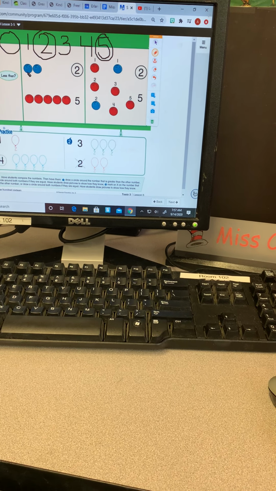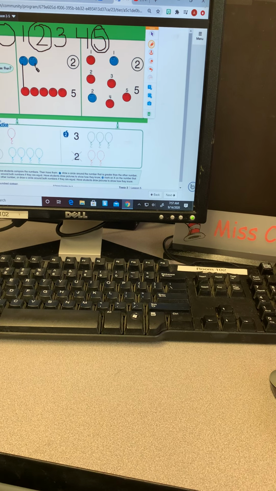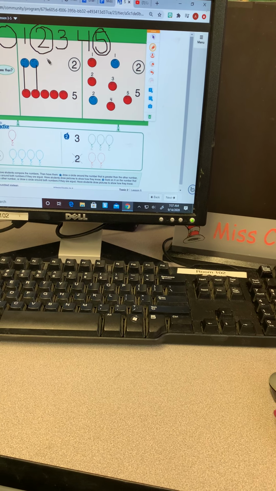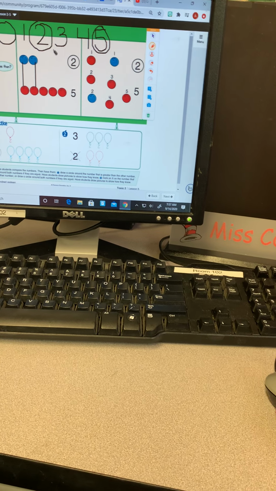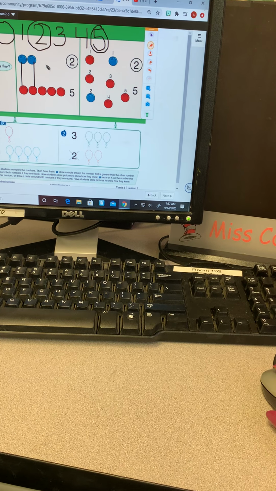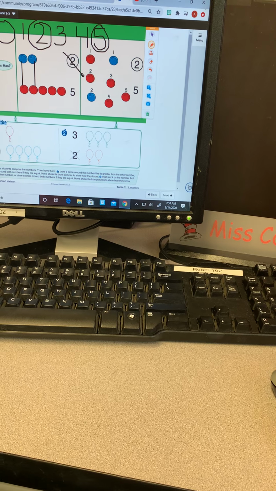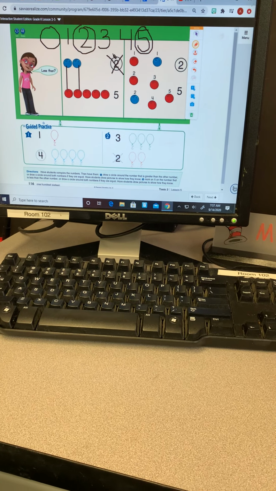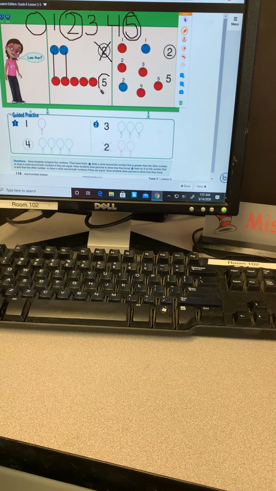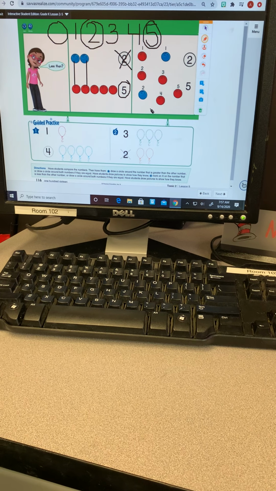But I can also see by comparing my pictures that I have 2 and not enough matches to match with 5. So that means 2 is less than 5. So I'm going to put an X since that's my smaller number. And I'm going to put a circle on my greater number.